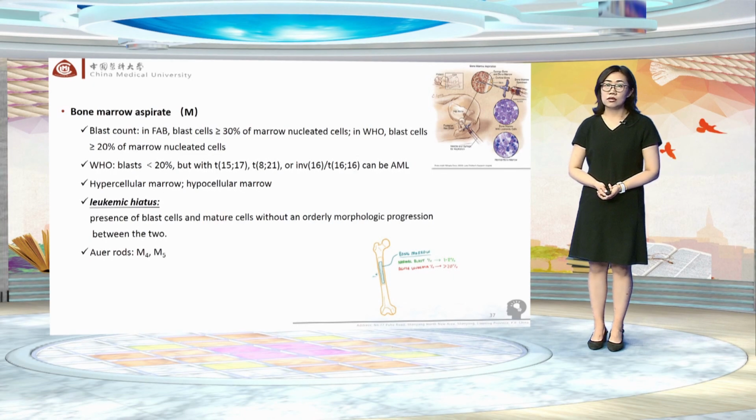If any blasts, even less than 20%, are found in a case of AML in which the cells have a translocation of chromosome 8 and 21 or other CBF inversions or translocations, AML is the diagnosis. The marrow of most AL is hypercellular. A few are hypocellular.